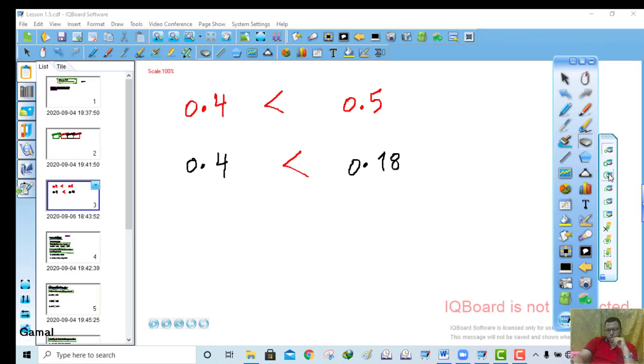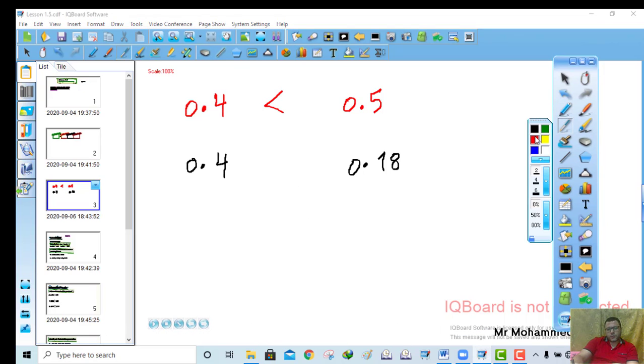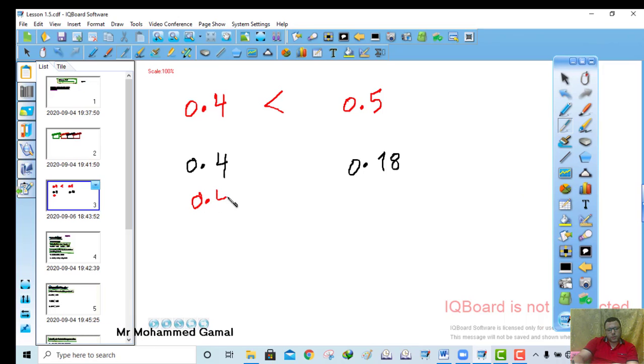And as you know, this 4/10 we can write as 0.40, because 4/10 is equal to 40 hundredths. They are equivalent decimals.